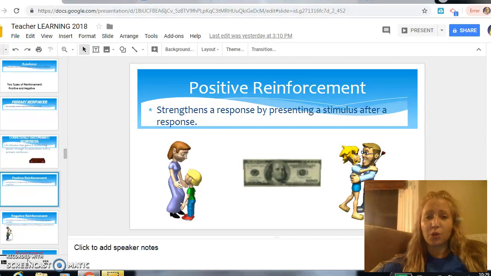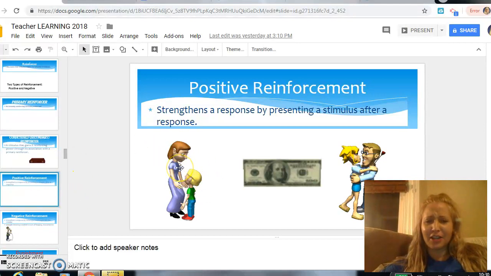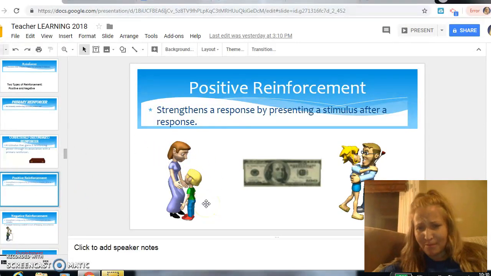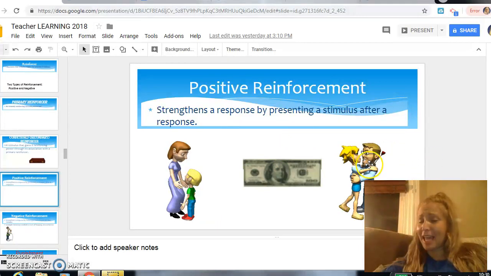When you ask yourself the question, is this behavior strengthened? It's always reinforcement. You're always trying to make that behavior occur more frequently in the future. So in this case, this little boy right here, he did something good, so his mom gave him a hug. Money, that is certainly a positive reinforcement. This guy gave his girlfriend a rose, so she's very happy and gives him a hug and a kiss, right?